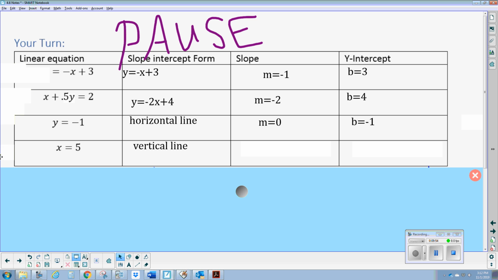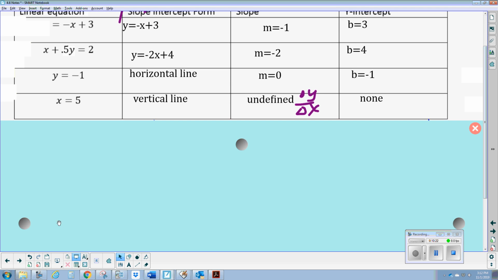And then the last one, x equals 5, that's a vertical line. In a vertical line going straight up and down, there is no slope, because remember, slope is defined as the change in y divided by the change in x. And in a vertical line, there is no change in x. So you are taking the change in y divided by 0, and anything divided by 0 is undefined. And in this case, this is a line parallel to the y-axis, so there is no y-intercept.